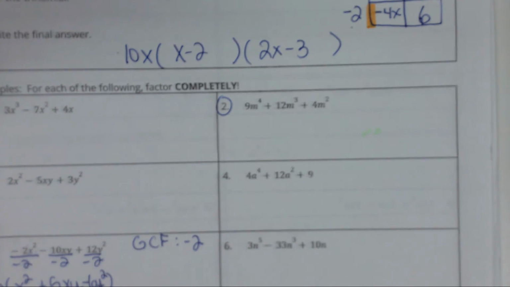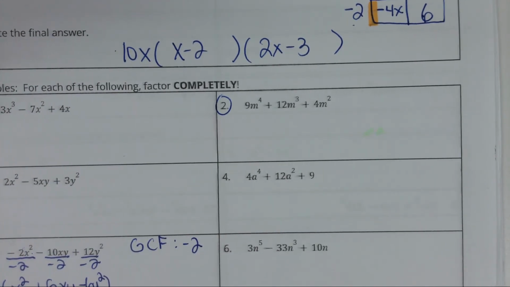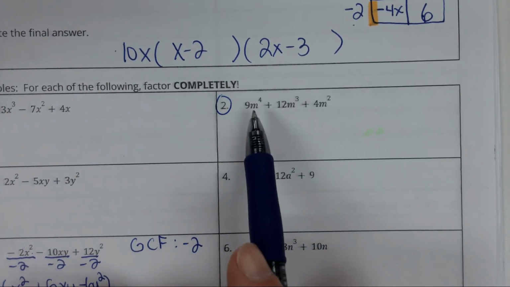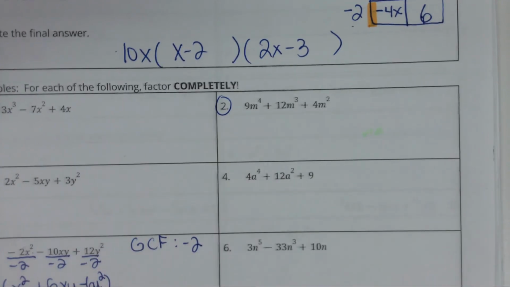All right, so first, remember on all of these, we're going to pull a GCF out. I want you to notice we have a 9 and a 12 and a 4. Is there anything that goes there? It's got to be a whole number. No, there is not.